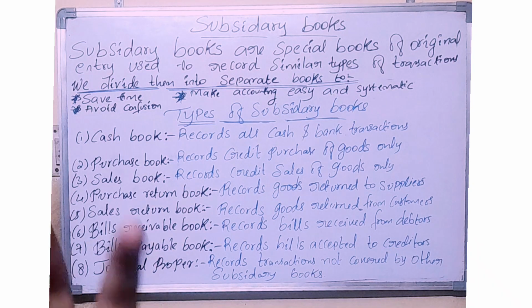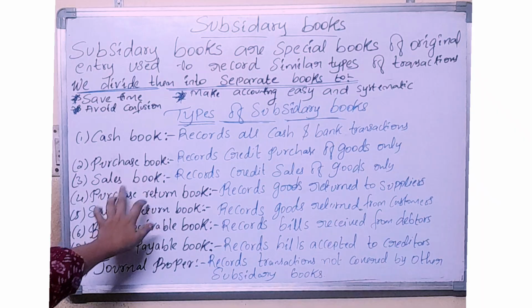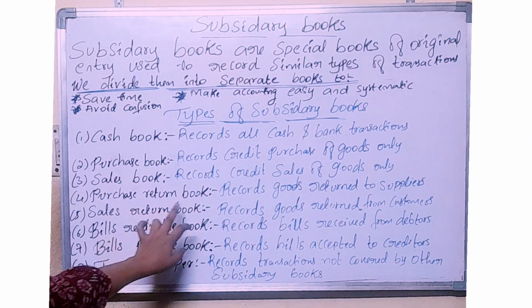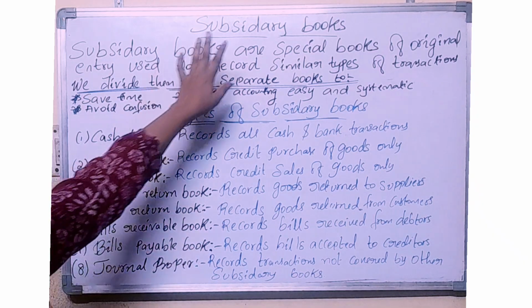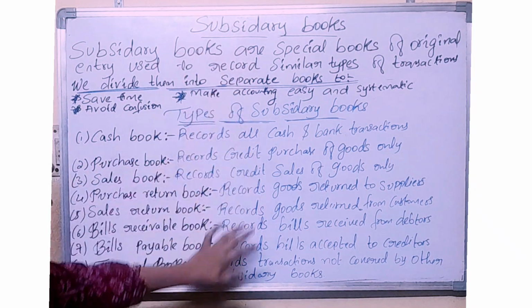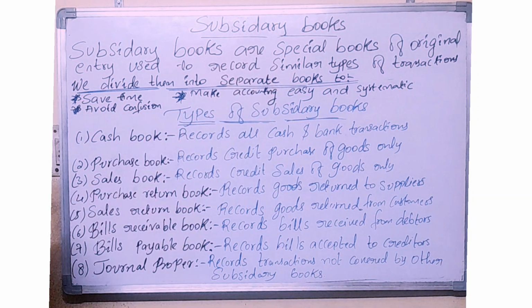Please remember, guys, there are 8 types of books: cash book, purchase book, sales book, purchase return book, sales return book, bills receivable book, bills payable book, and general proper. These are the 8 types of subsidiary books. All these books we call special books.